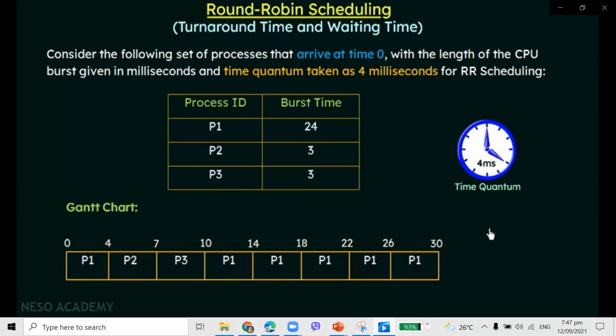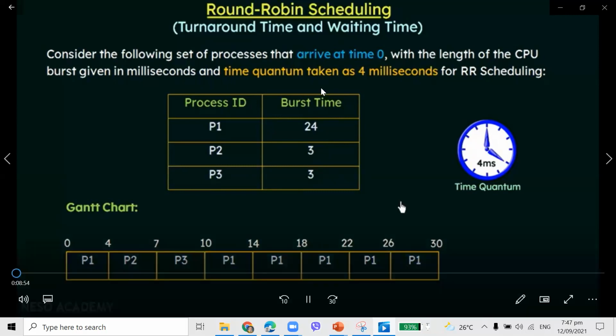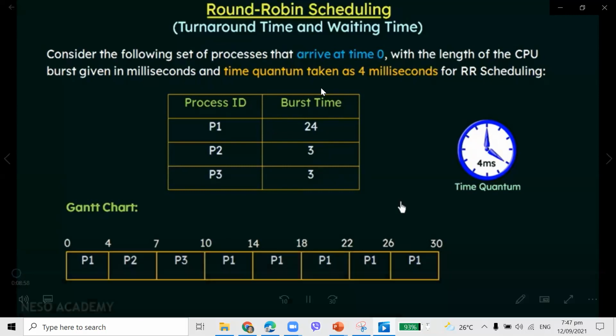So if there are more processes, you can do the same thing, and remember that a process that is preempted will always be put at the end of the queue. So all the processes will be executed, and the process that is preempted will always be put at the end of the queue. So keep that in mind, and then you will be able to easily form the Gantt chart for this. Alright, now we have formed the Gantt chart, and now let's see how we can calculate the turnaround time and the waiting time for round robin scheduling.